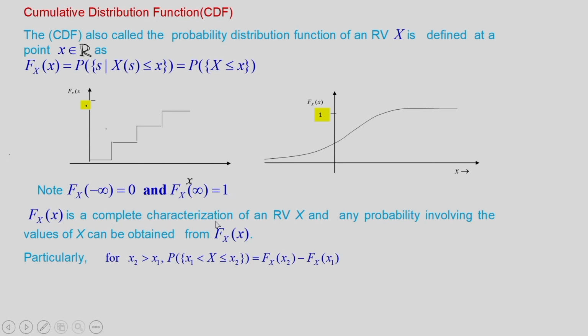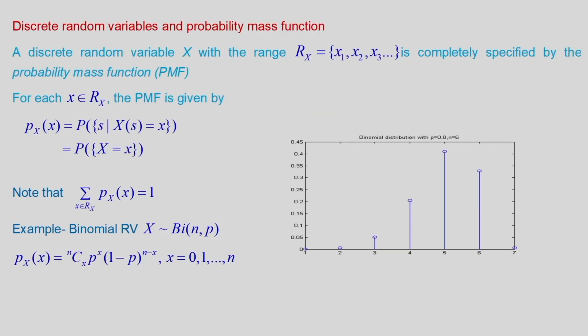CDF is a complete characterization of random variable X, and any probability involving the values of X can be obtained from F_X(x). Particularly, suppose for x2 greater than x1, we are interested to find out the probability that X lies between x1 and x2. So, this probability is equal to F_X(x2) minus F_X(x1). So, we have discussed CDF, which is a complete description of the random variable.